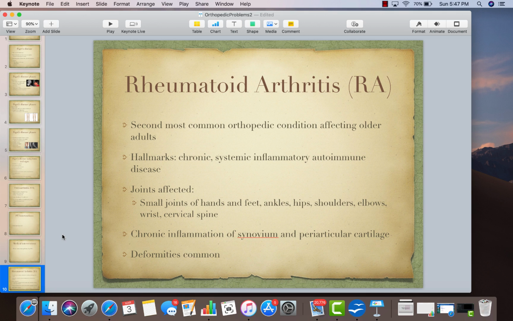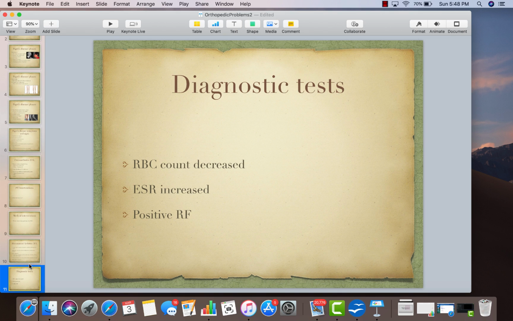Rheumatoid arthritis is the second most common orthopedic condition in older adults. And of course, we know this is different than osteoarthritis because it's more of a systemic inflammatory autoimmune disease. The joints affected are the small joints of the hands and feet, ankles, hips, shoulders, elbows, wrist, and the cervical spine, which is very important. A lot of times deformities are seen in the fingers due to the effects on the tendon. There may be chronic inflammation of the synovium and periarticular cartilage.